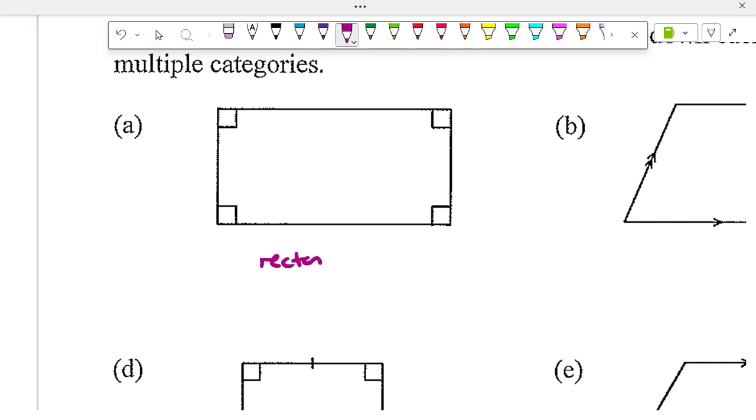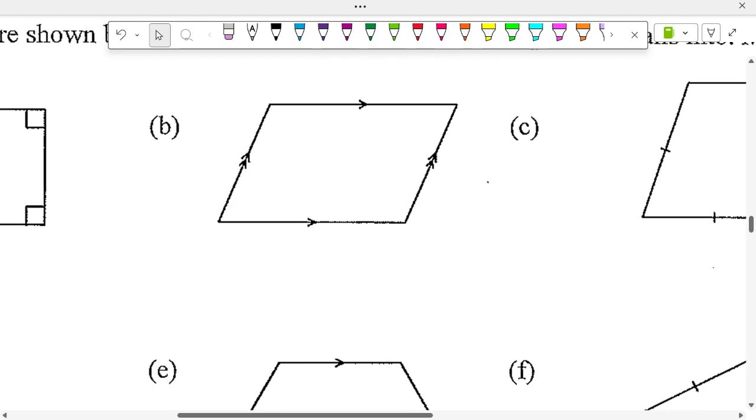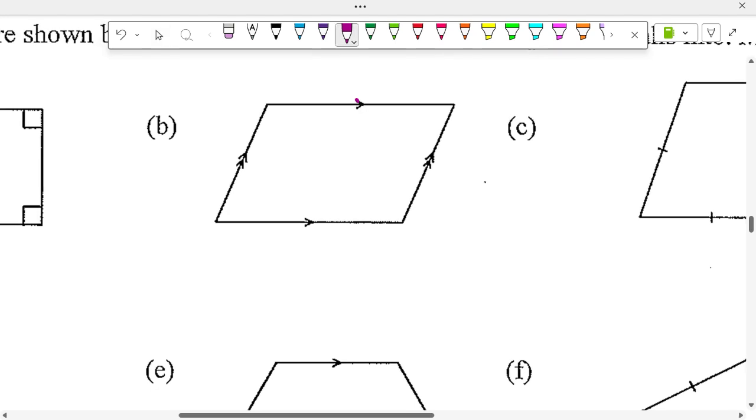Nothing else. Now, since it's a rectangle, that also means it's a parallelogram. That also means it's a trapezoid, etc. But a rectangle is like the lowest of the subcategories that we can say that is. What about this one? So they marked parallel for 2 sets of sides. So what is the only thing that we can assume that is? Nope, not rhombus.